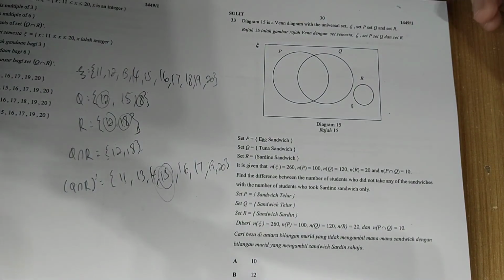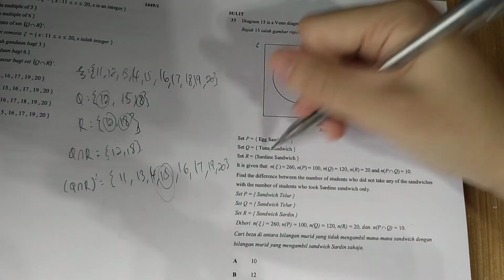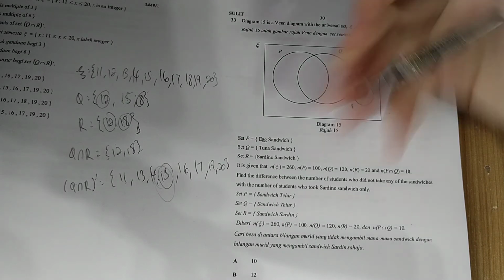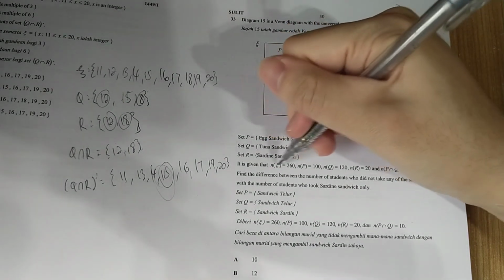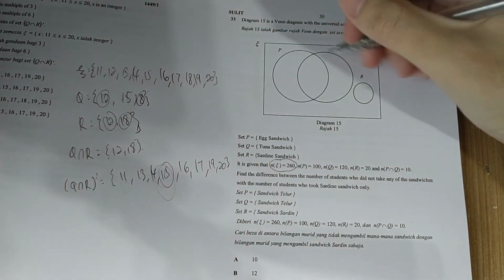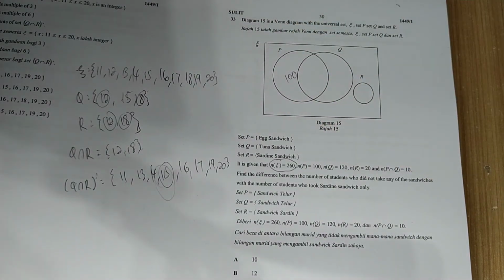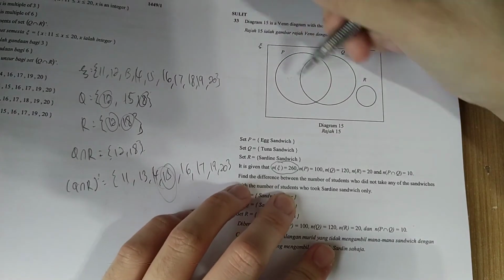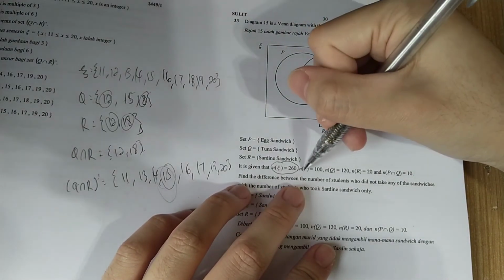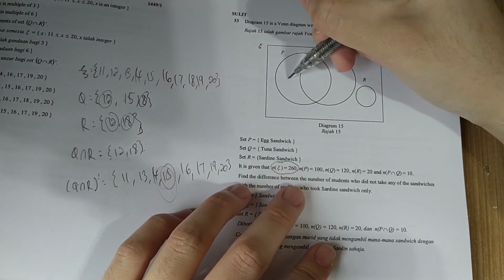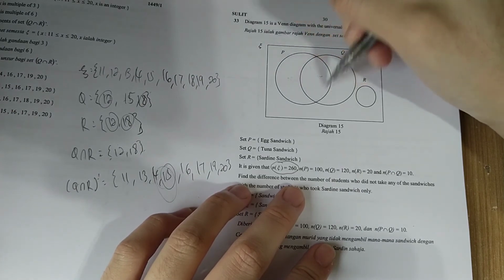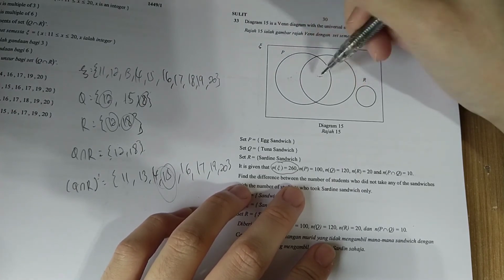33, diagram 15 is a Venn diagram. P is an egg sandwich. Q is a tuna sandwich. R is a sardine. It is given that number of universal set is 260. It means total, everything. NP is 100, but please don't write 100 like this. No, it's wrong. Because the NP 100 here means here and here, because this is also inside P. So don't write it first.